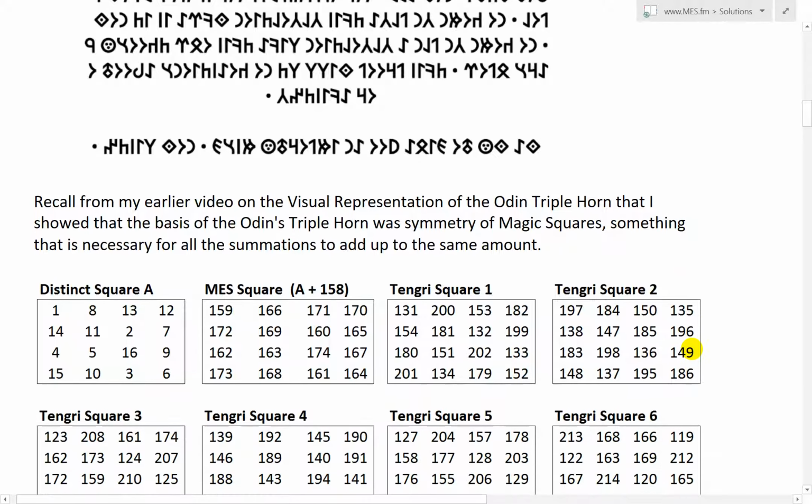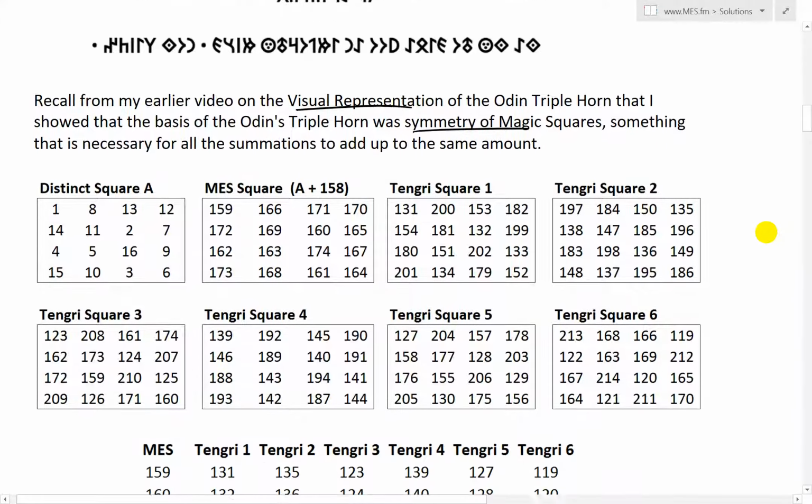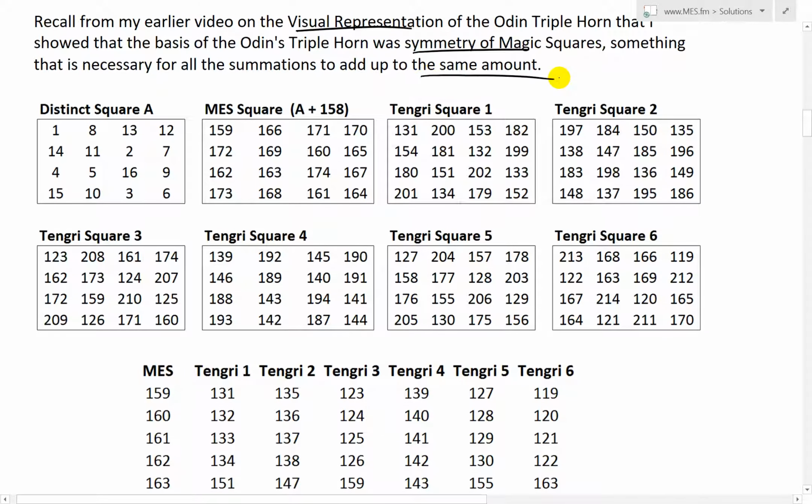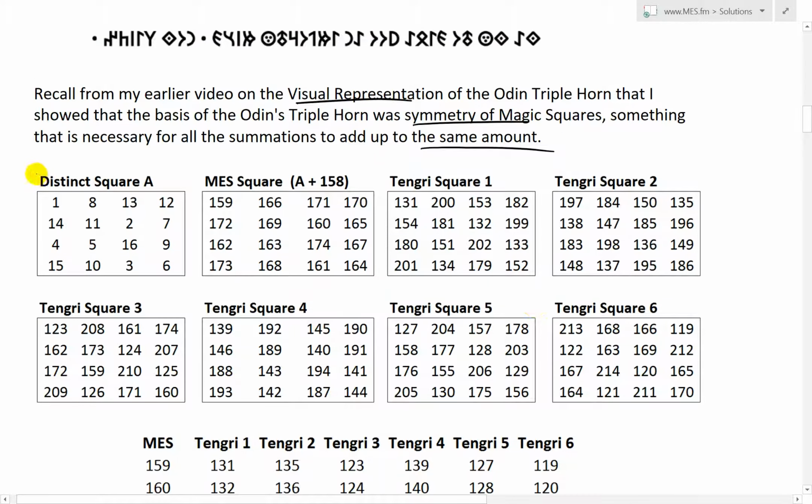And also recall from my earlier video on the visual representation of the Odin Triple Horn that I showed that the basis of the Odin's Triple Horn was symmetry of magic squares, something that is necessary for all the summations to add up to the same amount in any orientation or direction. In my earlier video, I showed that starting from a distinct square A that I got from Wikipedia, then adding 158 to everything, you get a perfect 666 square.